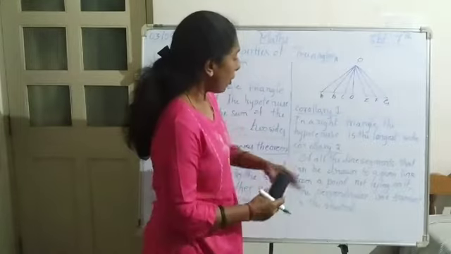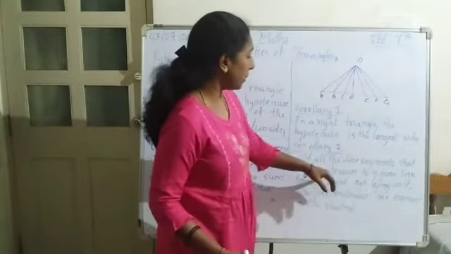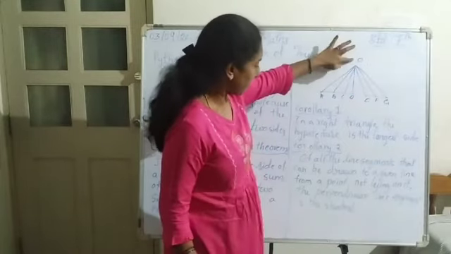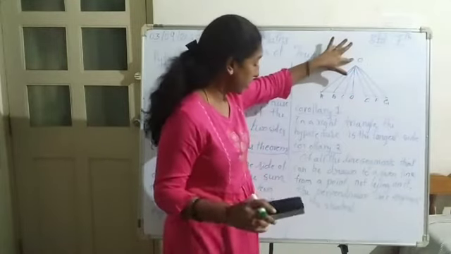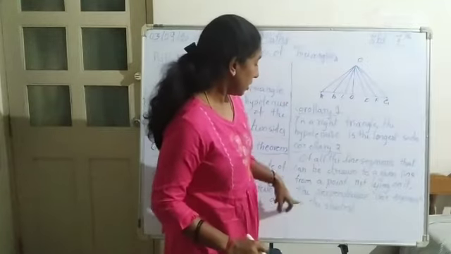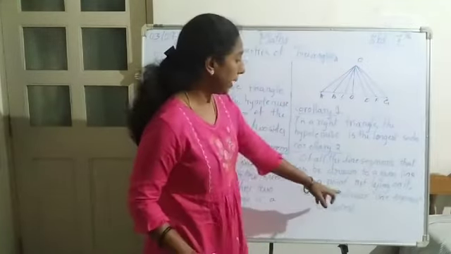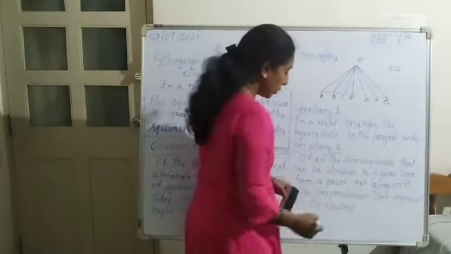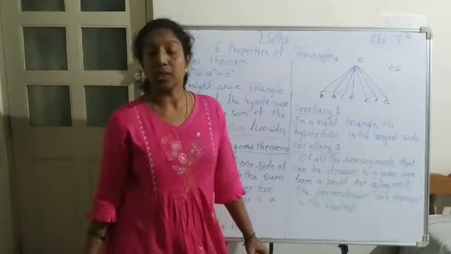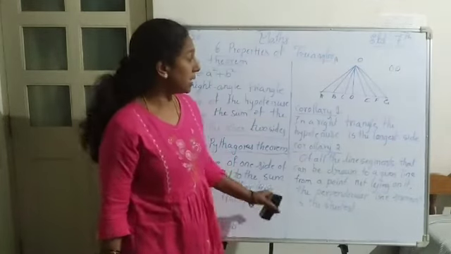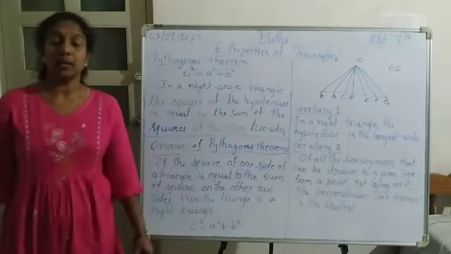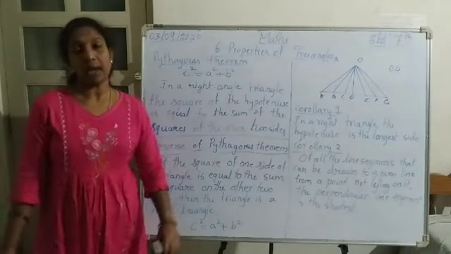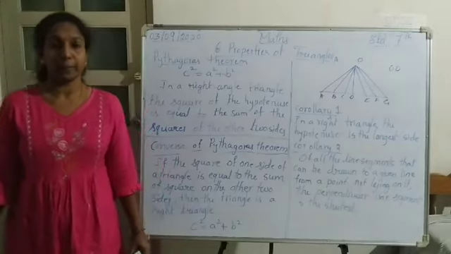Of all the line segments that can be drawn from a point that is not lying on a line to the line, the perpendicular line segment, OD, is the shortest line segment. So that is what it tells us. By doing an activity, we can come to know this.